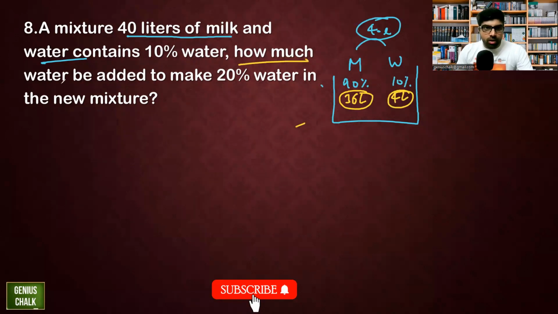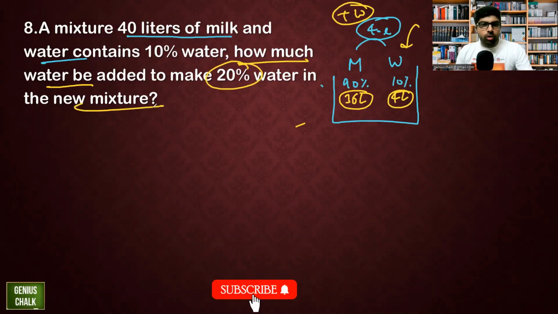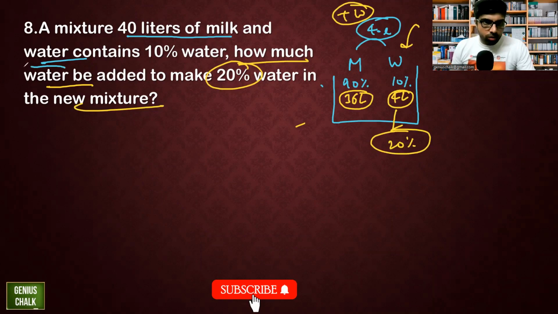Now it says how much water should be added to make 20% water in the new mixture, so that this becomes 20%, right? So first, by the basic method, we know that we are adding water. This we have discussed before as well. So we are adding water. If you are adding water, that means milk has to be constant. So let's make milk constant. And how can we make milk constant?